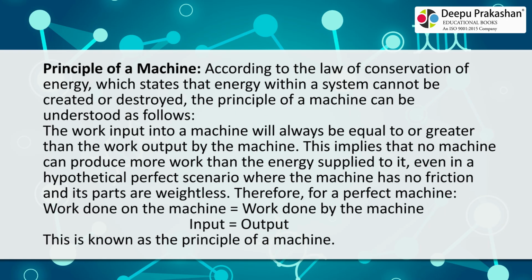Principle of a machine. According to the law of conservation of energy, which states that energy within a system cannot be created or destroyed, the principle of a machine can be understood as follows. The work input into a machine will always be equal to or greater than the work output by the machine. This implies that no machine can produce more work than the energy supplied to it, even in a hypothetical perfect scenario where the machine has no friction and its parts are weightless. Therefore, for a perfect machine, work done on the machine is equal to work done by the machine. Input is equal to output. This is known as the principle of a machine.